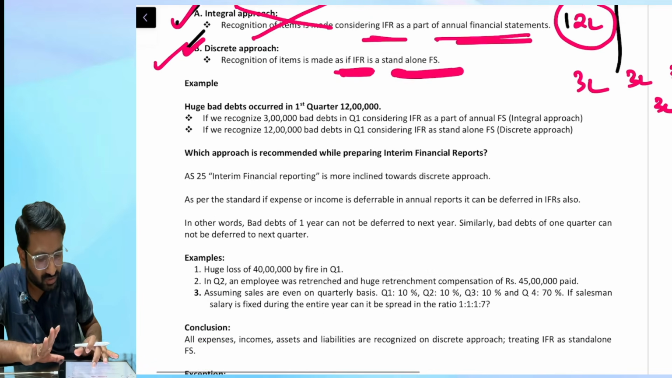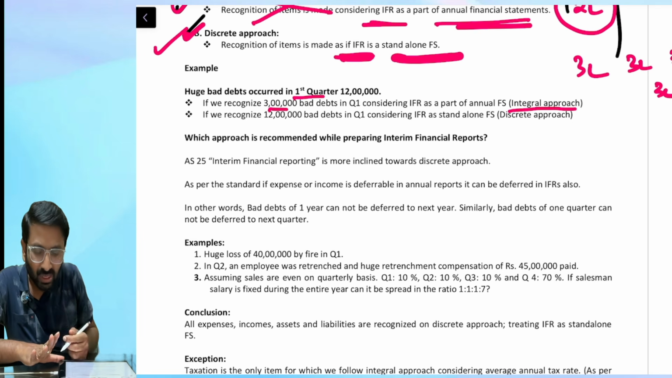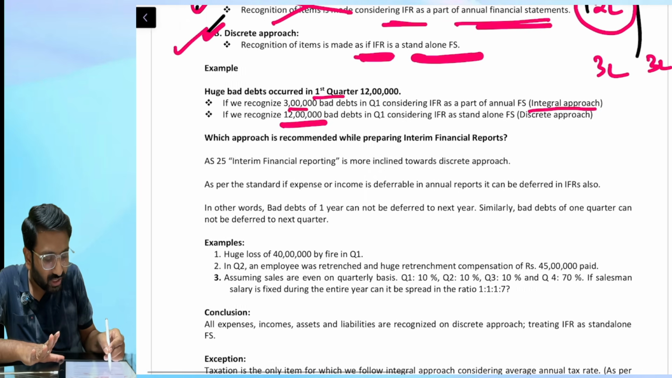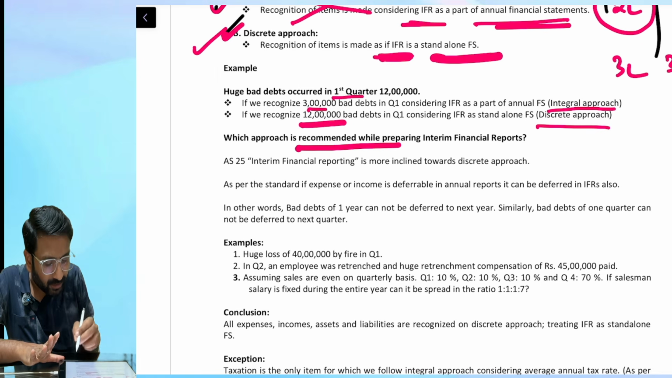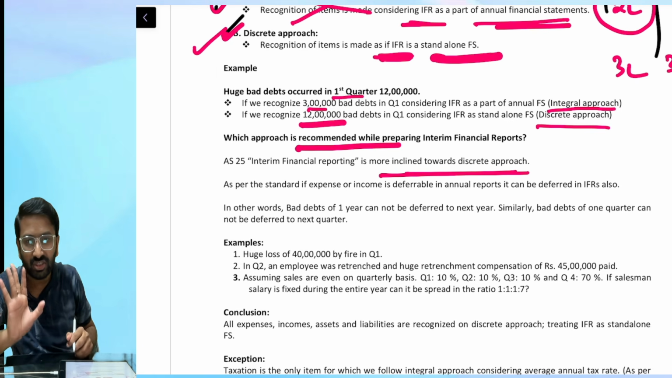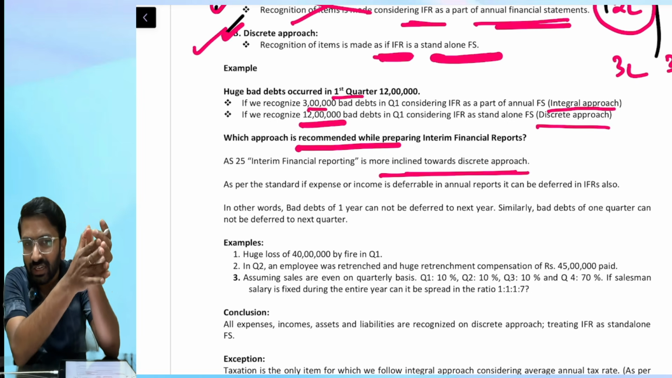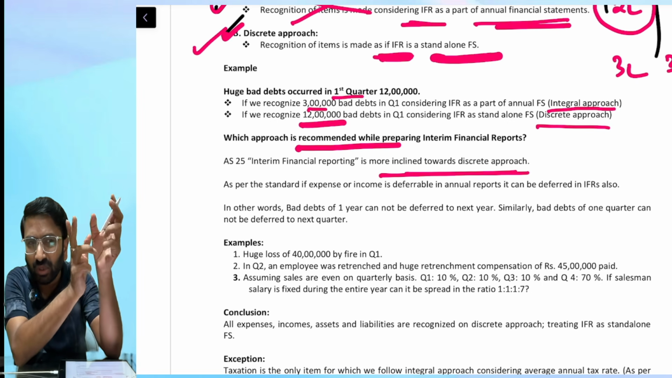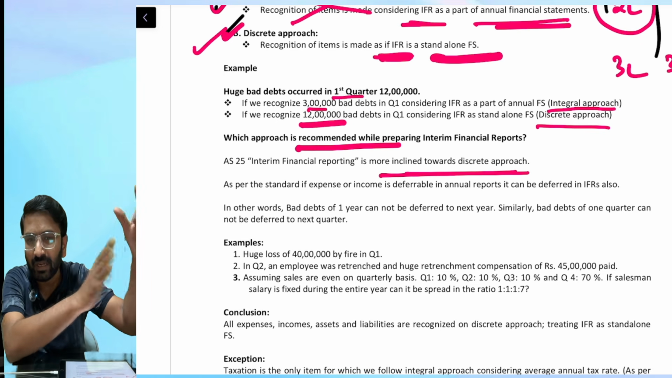Now let us take an example, the same example that I've discussed here. There is a huge bad debt of 12 lakhs in quarter one. If you recognize only 3 lakhs in quarter one, it's called integral approach. If you recognize the entire 12 lakhs now only, it's called a discrete approach. Which approach is recommended? AS 25 is more inclined towards a discrete approach only. We don't follow integral approach. You will treat that interim period as a standalone period. Don't treat that as a part of the full year. Treat it as a separate period. Is that clear?